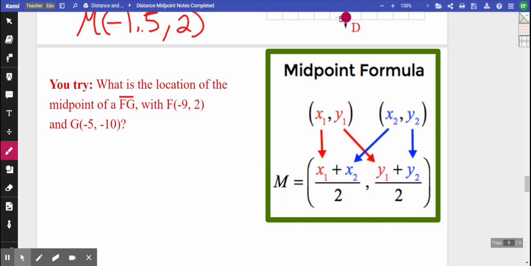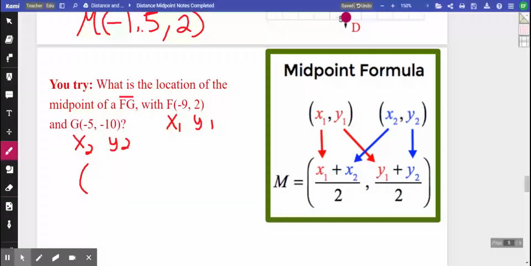F is going to be my x1, comma, my y1. I'm going to call G my x2, comma, my y2. Then we need to make sure our answer is written as a coordinate, because that's what we're finding. A midpoint is a point. It's a location in space, so we need to write it as such.